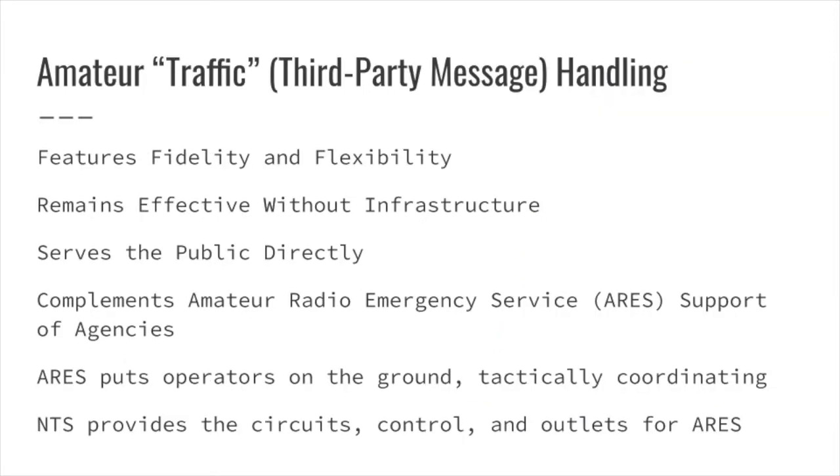So when we talk about the handling of messages, third-party messages, that is a message on behalf of somebody else, the system that we have in amateur radio for message relay, the national traffic system, it features fidelity and flexibility in our configuration and the ability to move those messages. We can be effective even without the infrastructure that comes from having repeater systems and internet connections and so on. We have the ability to serve the public directly. We also are able to complement the ARES program in their support of agencies.